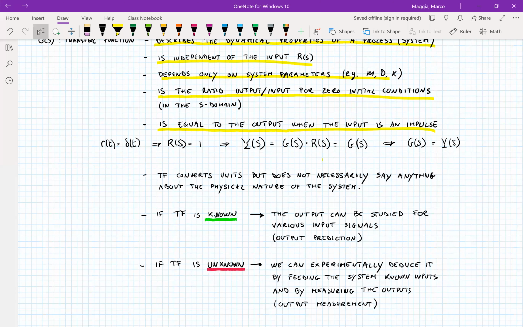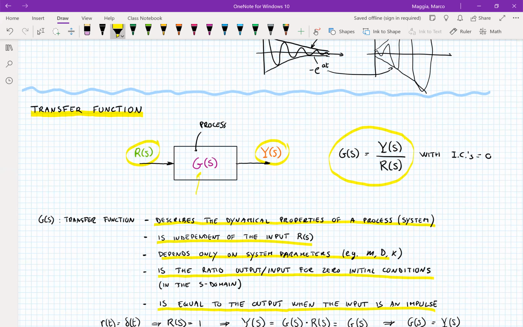Another property of transfer functions is that they convert units, but they do not necessarily say anything about the physical nature of the system. If I give you a transfer function G of s, it's just going to be a function of s, it's just a fraction. And you don't really know, if I don't give you more details, anything else about the system. And as I also said, it can convert units.